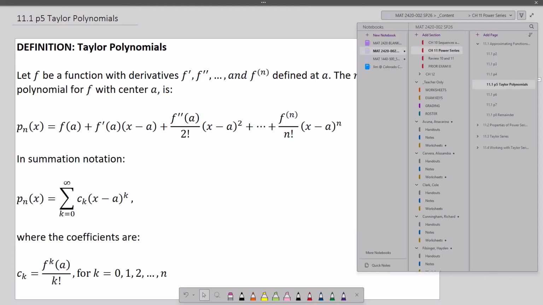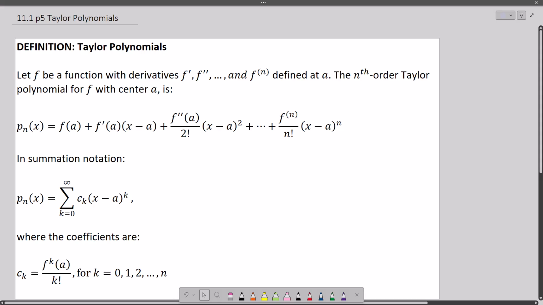All right, so that brings us to the generalization.